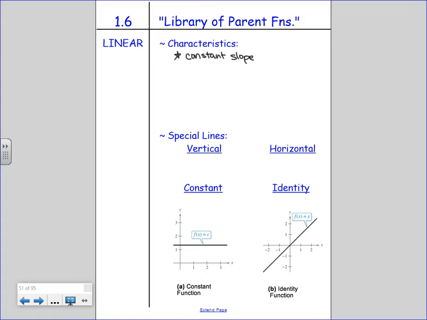You guys should already know this formula by heart. I'm just going to do delta y over delta x. You guys know y2 minus y1 over x2 minus x1. Constant slope, it is straight, which basically just describes the constant slope. If it was not constant slope, it'd be curved instead of straight.